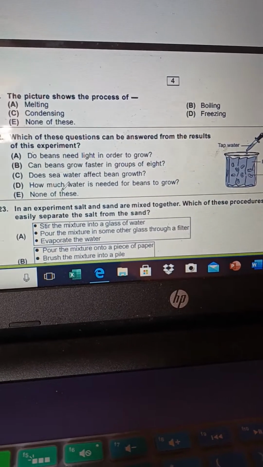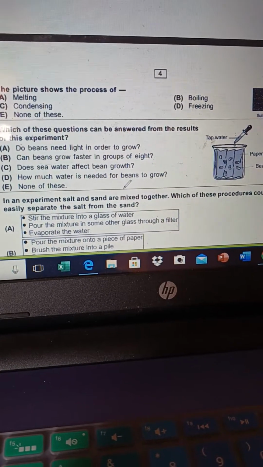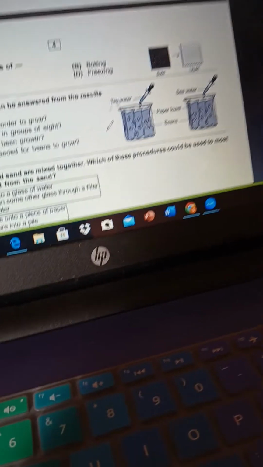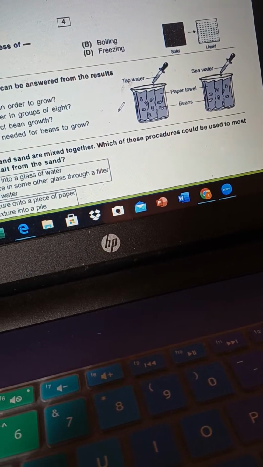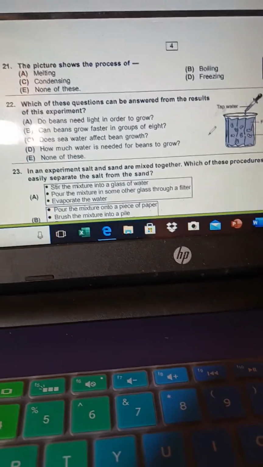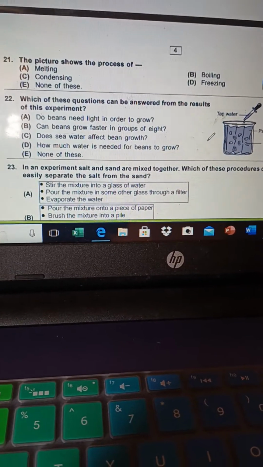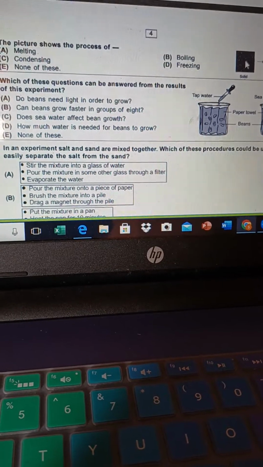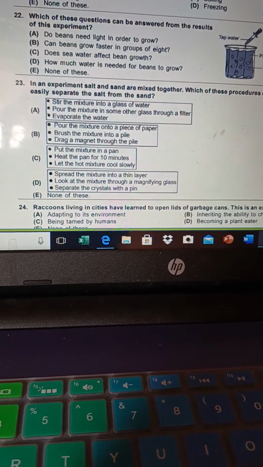We cannot also determine the level of water. See how much water is needed for the beans to grow. It's not clearly visible in this picture or in this experiment. So we can't even say that. So let's move to number 23.